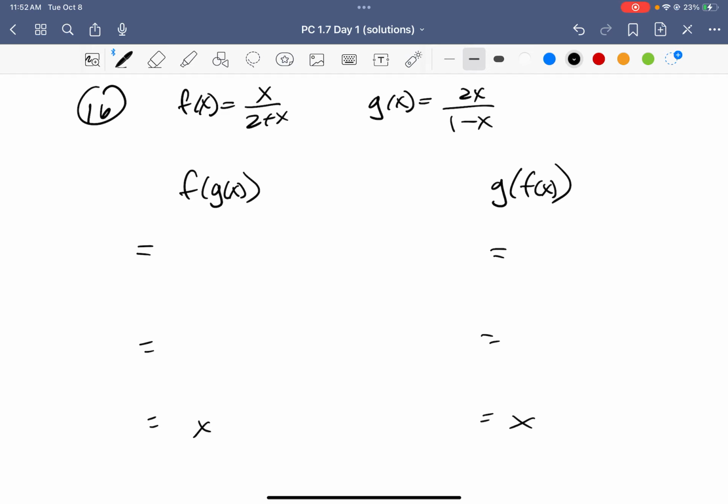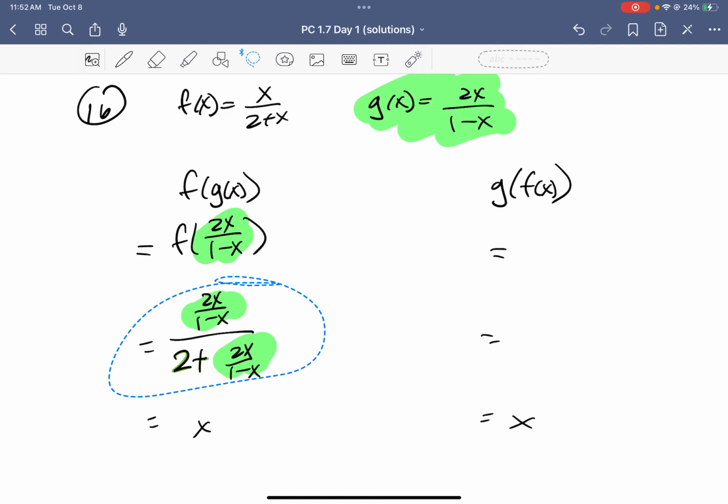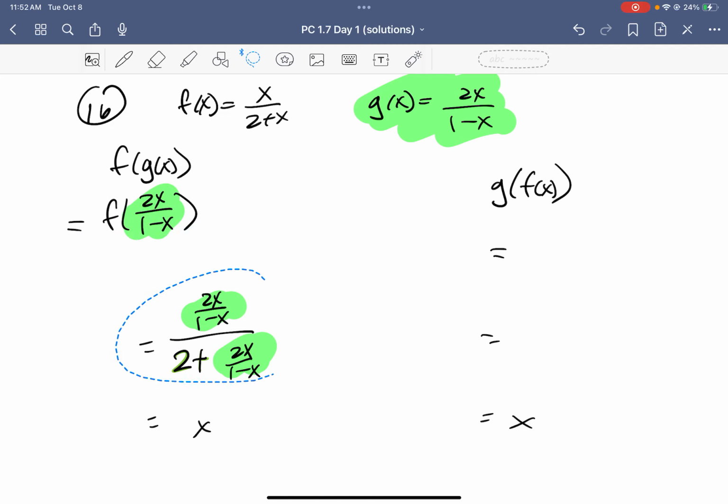So let's see. First, if I take f and plug in g, so I'm just going to plug in 2x over 1 minus x. What f does to things is it ends up putting them here and here. So take stuff over 2 plus stuff, but what you gave it was this and this. So I'm hoping that that turns out to be equal to x, and let me show you why it is. We just need to be careful with our algebra.